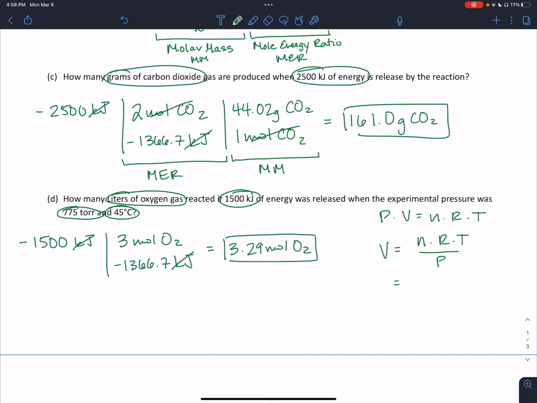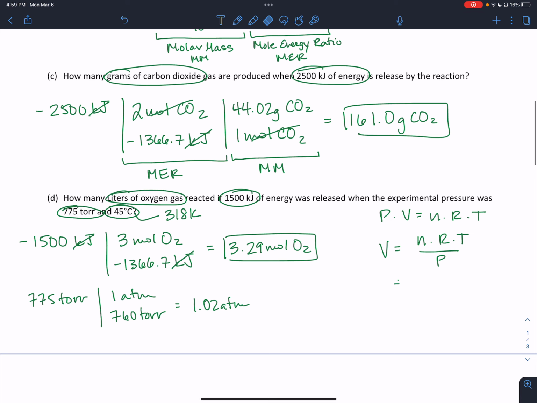All right, now remember, based on the unit of R, I need my 775 torr to be in atmospheres, and I know that 1 atmosphere is 760 torr. So my pressure is actually 1.02 atm. And for temperature, I need that to be in Kelvin, so I add 273, which is 318 Kelvin. Don't forget to make those conversions.